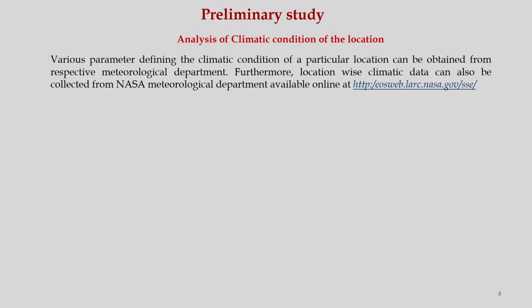Normally, to get the meteorological data, the government meteorological departments provide the data. Otherwise, if it is difficult to get the data from the government departments, we can rely on some open sources. Location wise climatic data can also be collected from the NASA meteorological department available online. We can access this website and download the required data.